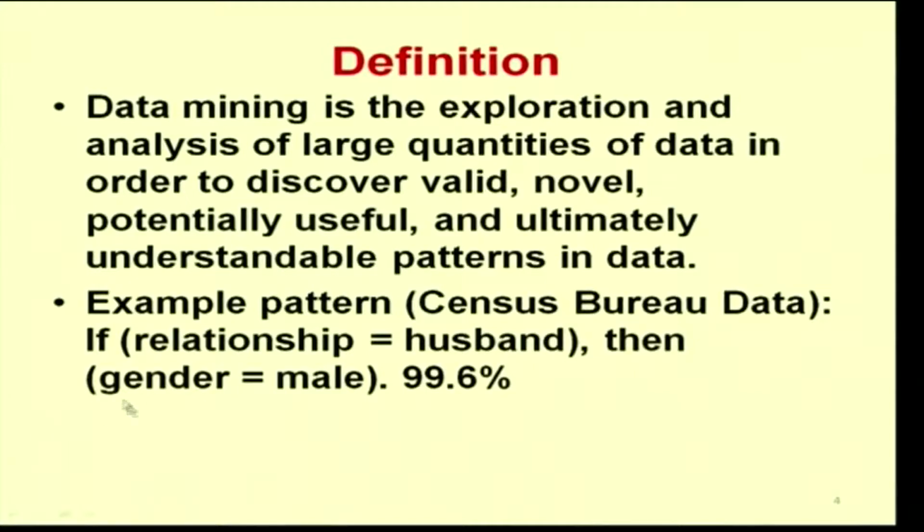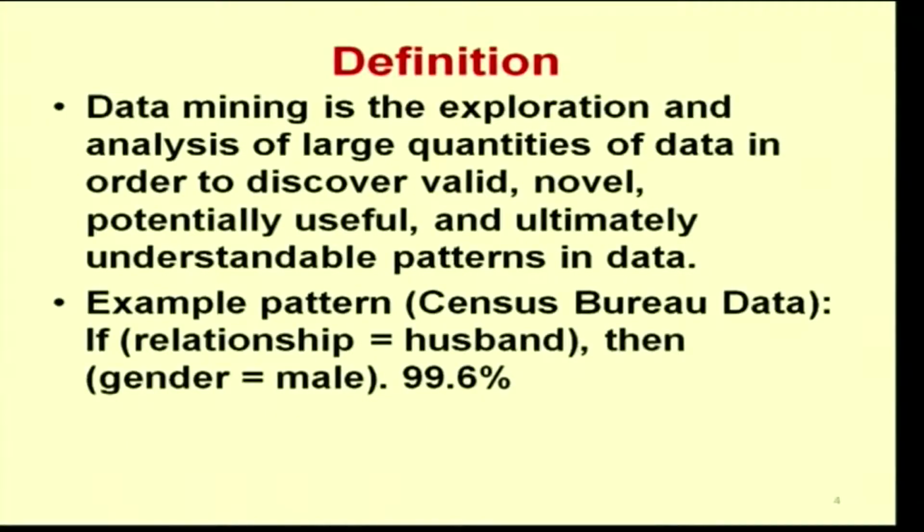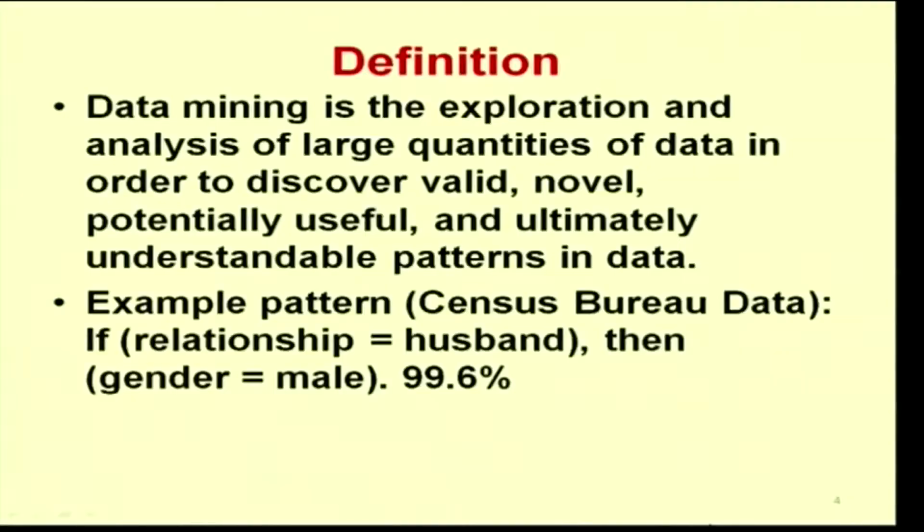For example, a pattern is given here. You have census bureau data which is taken in all countries periodically. If the relationship is equal to husband, then gender is equal to male 99.6%. This is not actually a novel discovery, because this is true, but this is just to tell you that at 99.6% we do not know what happens to the rest of the 0.4%.